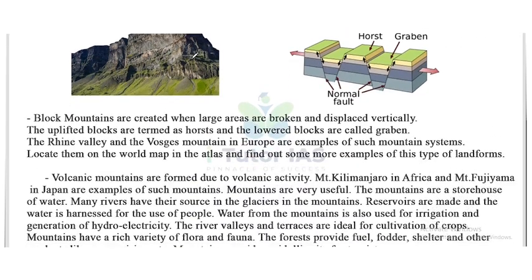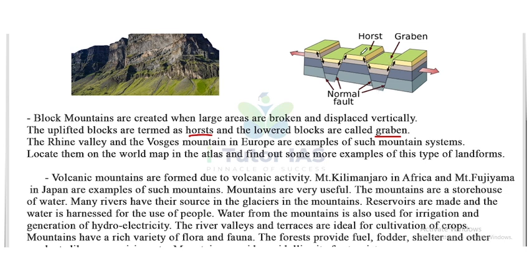The next one is block mountains. Block mountains are created when large areas are broken and displaced vertically. Look at this picture. It's a large area, and some parts are displaced vertically. The uplifted blocks are termed horsts, and the lowered blocks are called grabens.